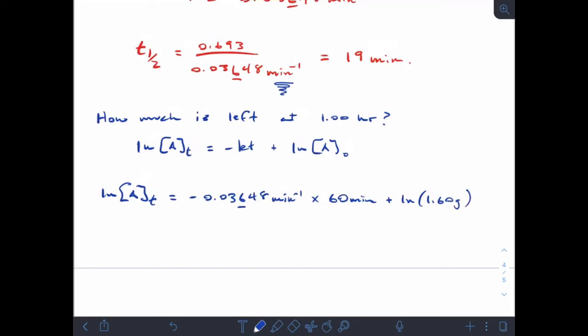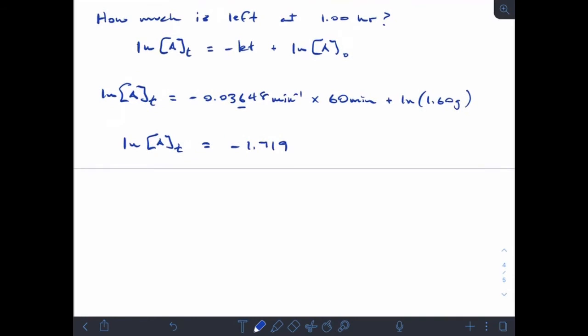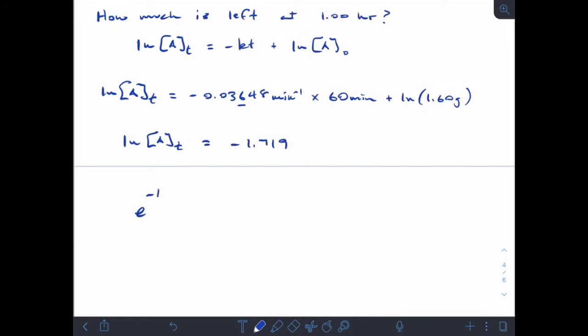All right. So I'll run through that in arithmetic, then I get an answer of natural log of A at time t equals negative 1.719. Okay, I'm not done yet. So the natural log of A at t does not tell me the concentration of A at time t. Okay, so I need to apply some logarithm magic. So in order to get out of the natural log, I say e to the power. So e to the power of negative 1.719 will give me concentration of A at 60 minutes.